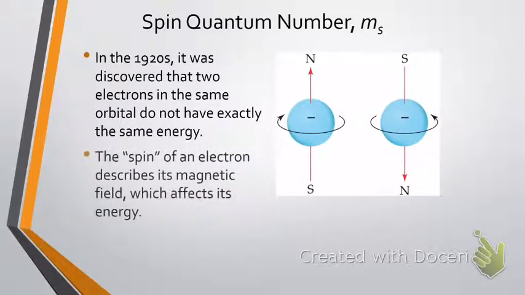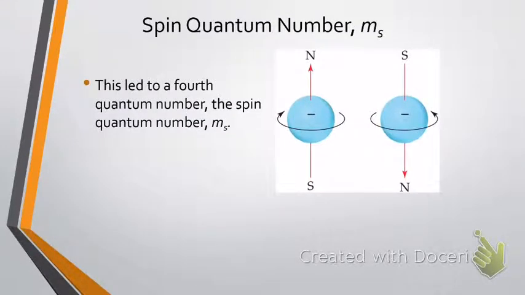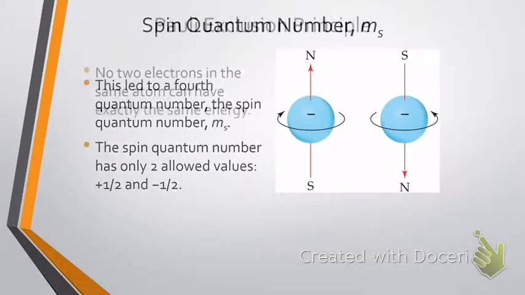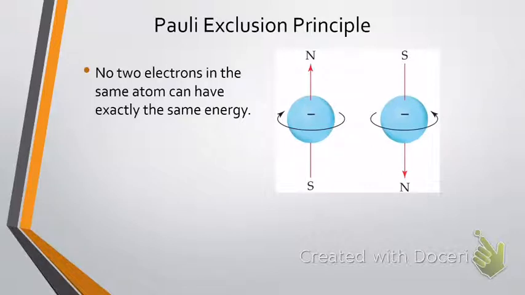So Pauli then came up with this term, and it's called the Pauli exclusion principle. The Pauli exclusion principle says that no 2 electrons in the same atom can have exactly the same energy. And that's why in each of the orbitals, or each of the subshells, I should say, we can only have a maximum of 2 electrons, because one of them will have a plus 1/2 spin, the other one will have a minus 1/2 spin.